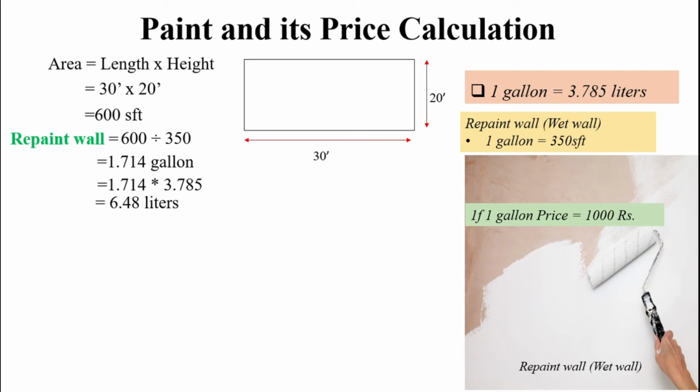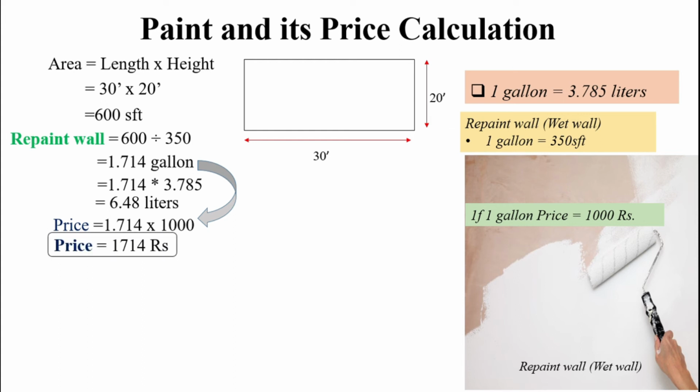Now if we want to calculate the price of this paint, we suppose that the price of 1 gallon of paint in the market is 1000. Here the quantity of paint in gallons is 1.714 and the price of 1 gallon we suppose is 1000. So we multiply these two, which gives the answer of 1714 rupees.